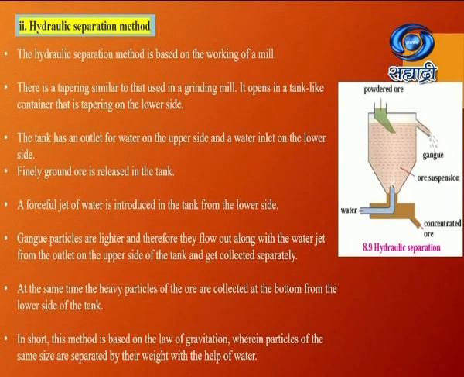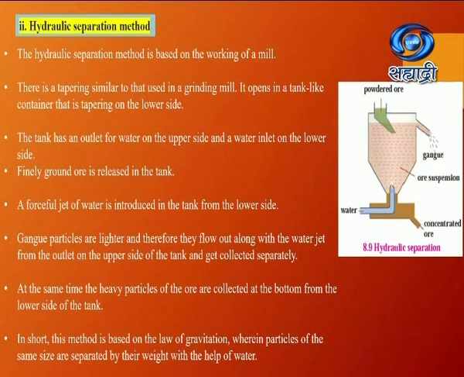Second, hydraulic separation method. On the right side, you can see the diagram showing the hydraulic separation method. The hydraulic separation method is based on the working of a mill. There is a tapering similar to that used in the grinding mill. It opens in a tank-like container that is tapering on the lower side. The tank has an outlet for water on the upper side and a water inlet on the lower side.